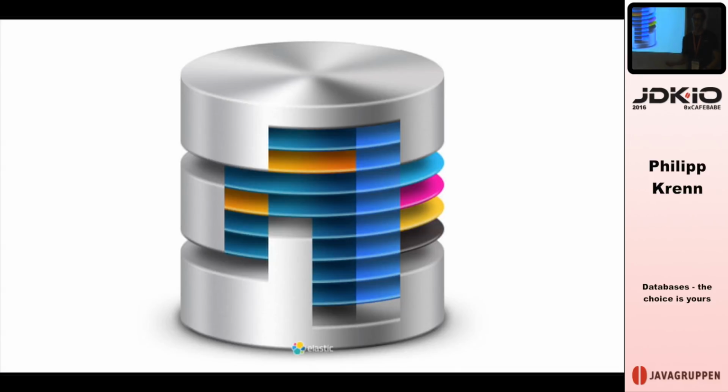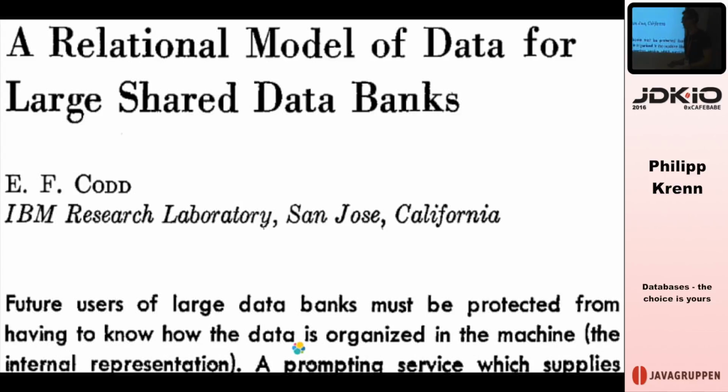Okay, so let's jump into the databases. Yeah, the original paper, 1970, A Relational Model of Data for Large Shared Data Banks. I always find this "data bank" wording interesting. Anyhow, written by Codd at IBM Research Lab, and he just had this idea like before that.